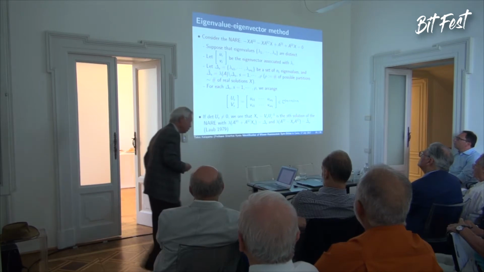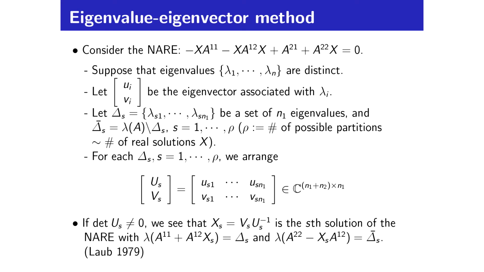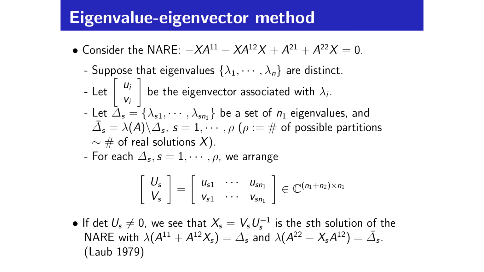I just remind you that this is the well-known eigenvalue-eigenvector method to compute the solution of the Riccati equation. This classical paper already includes the solution of this nonsymmetric ARE. It supposes that the eigenvalues are distinct. If there are duplicate eigenvalues, then use the Schur method. Actually, this paper's title contains the Schur method.